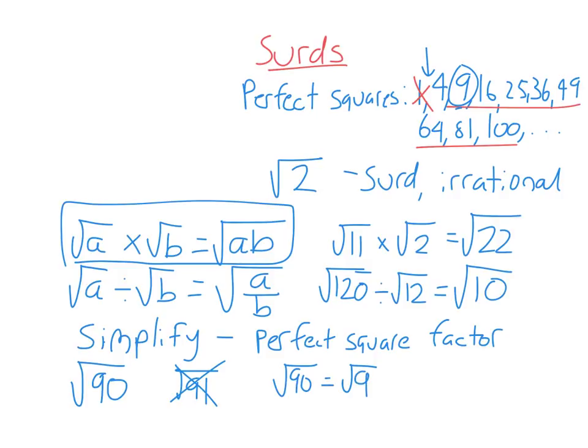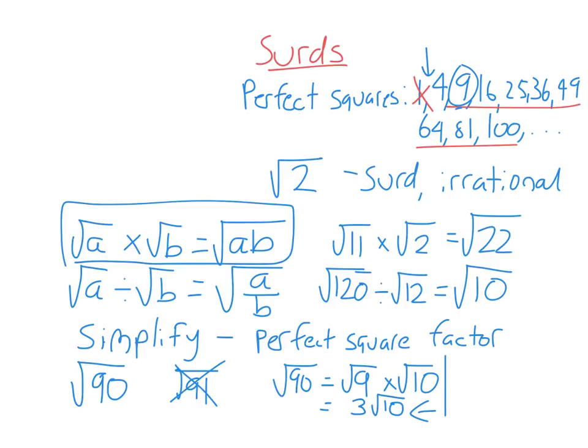I chose 9 because it was a square factor that goes into 90. But the square root of 9 is just 3. It's a whole number. So the square root of 90 is the same as 3 times the square root of 10. They are the same thing, but this one is said to be simpler because the number under the square root is easier to deal with.